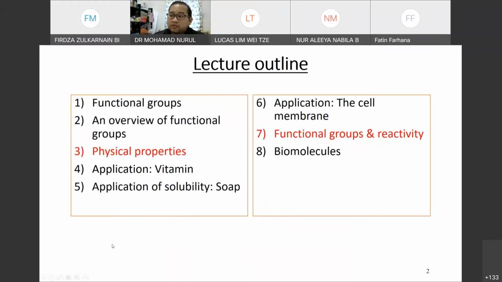So the next is physical properties. Physical properties are boiling points and melting points, and applications. Why is it important to learn about functional groups? It is all about applications.